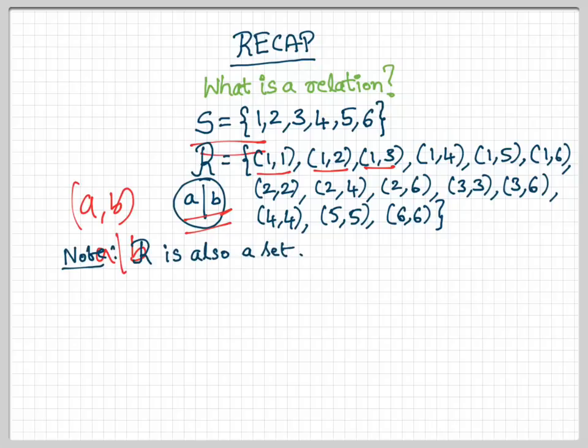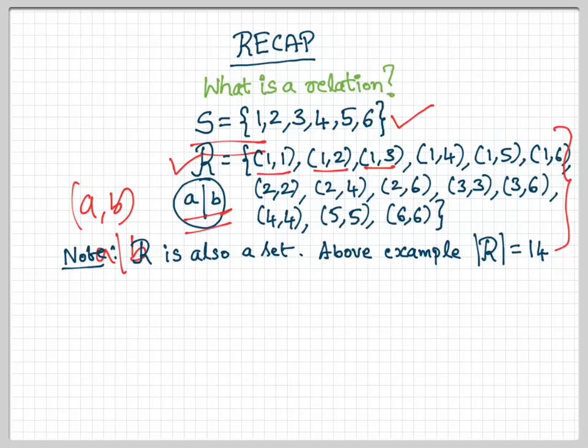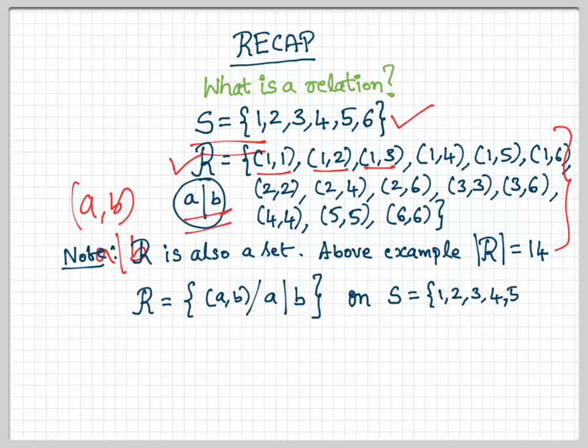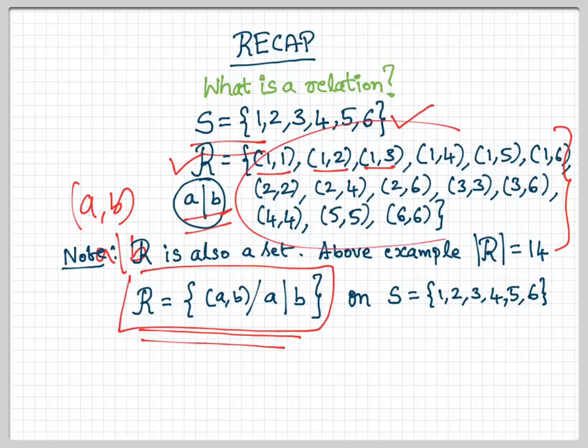Now, look at this. R is also a set, isn't it? So in the above example, the number of elements in R is 14, as you can see. Correct? This particular set has 14 elements. So please note that S is a set, R is also a set. Okay. So next. This is precisely what I did here. This is a set notation of what happened here. R is defined to be this. Either you can enumerate it like this, or you can say it is defined like this.